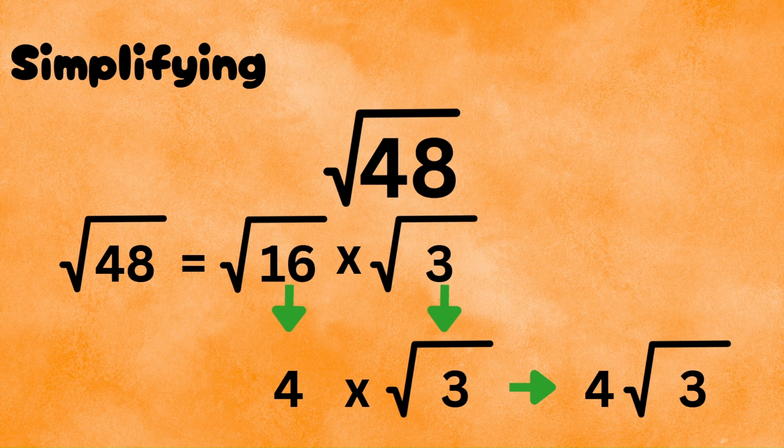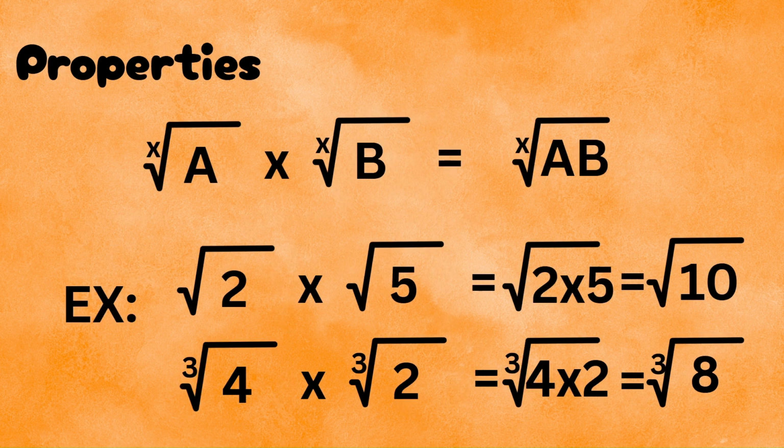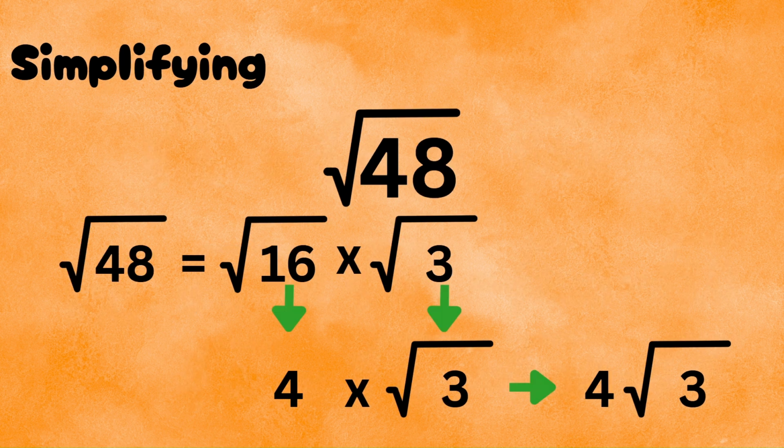Simplifying. You can simplify these radicals to get smaller numbers, which might be easier to work with. So let's use the numbers 16 and 3. 16 times 3 equals 48. And we know that, based off this property, the x root of A times the x root of B equals the x root of A times B, which you can see here.